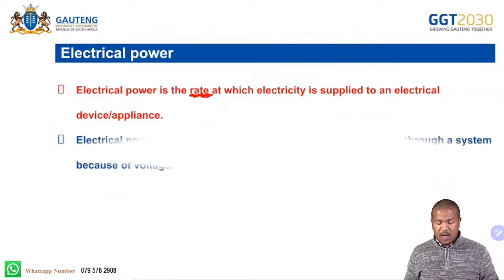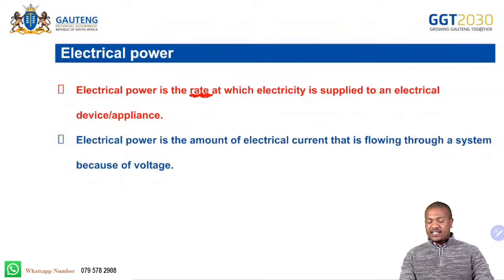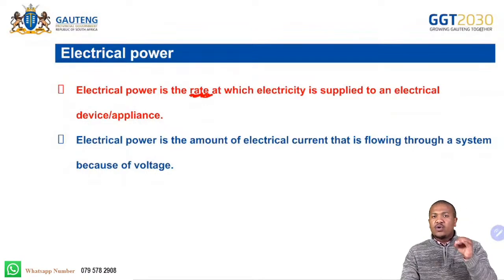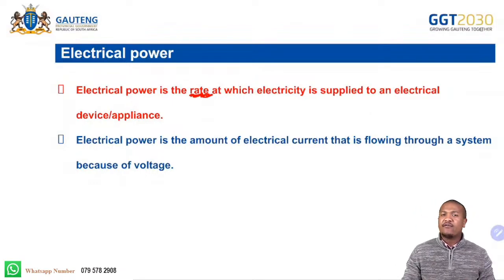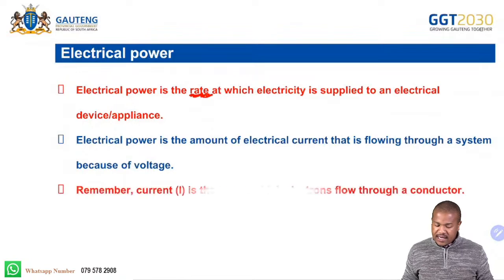Are we together? Electrical power is the amount of electrical current that is flowing through a system because of voltage. As it is flowing through a system, we're looking at the rate at which it is flowing into a microwave, into a refrigerator, into a stove, or any electrical device or appliance altogether. That is what electrical power is.